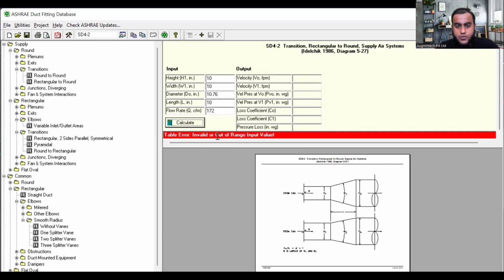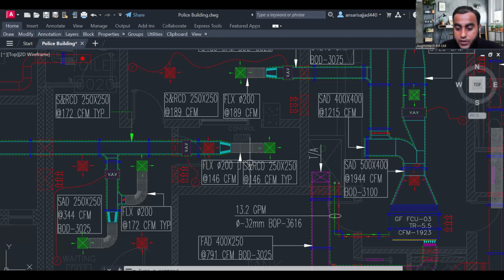But here they are showing invalid or out of range input value. What we have done? Okay, actually problem is what? Not diameter value. We have entered 10.76. And here 250 by 250. Just enter the 10 only, okay? Why is it not showing? Acha, length value in inches. Sorry. The length of duct value we need in inches, na? So how much we have calculated here?